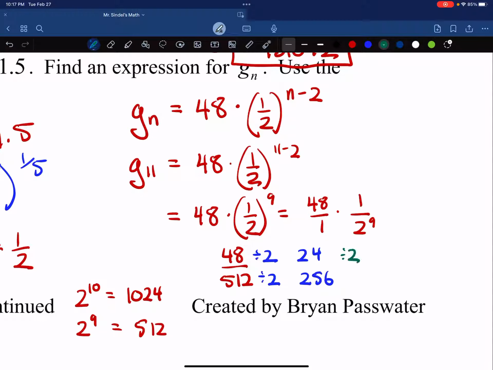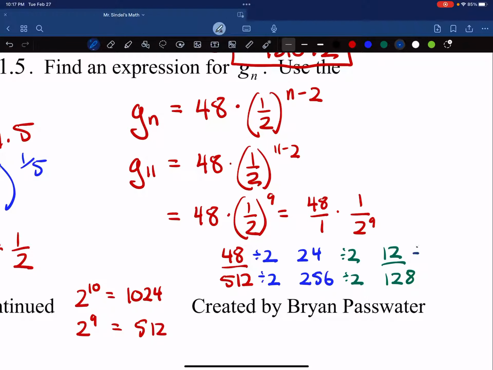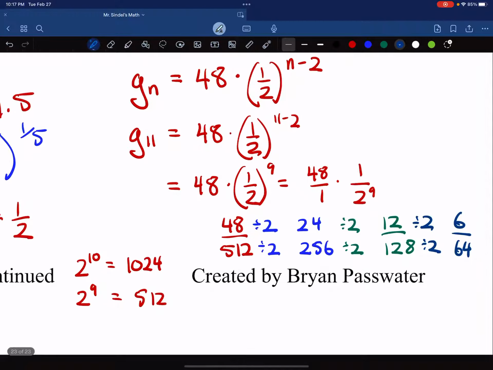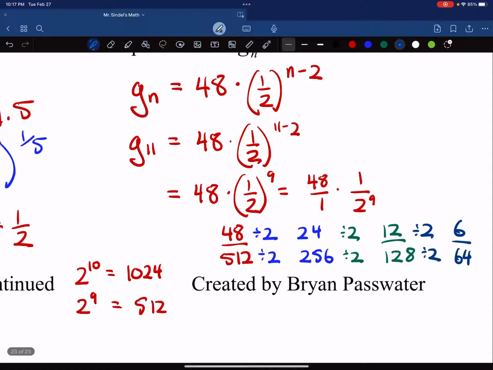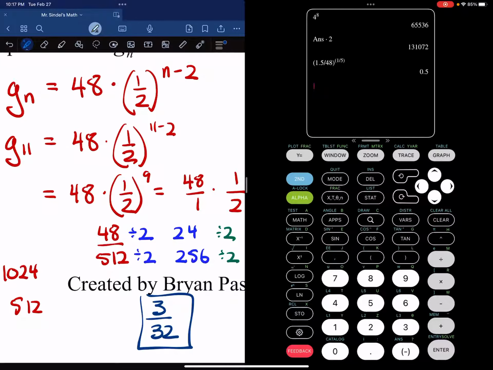I can divide by 2 again. I get 12 over 128, I think. And I can divide by 2 again, and I get 6 over 64. I think I can go one more. Divide by 2 again. I get 3 over 32. I hope that's okay. Back me up, calculator. I don't trust my math skills. There's too much math there at the end.